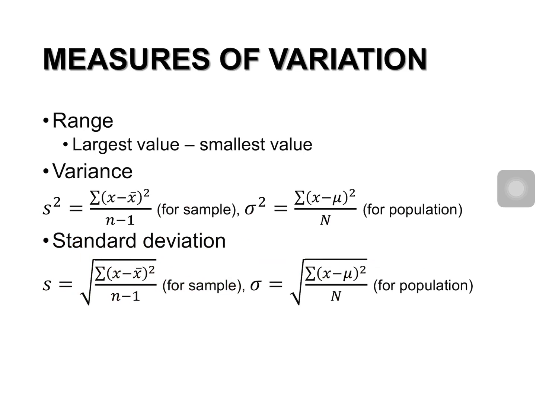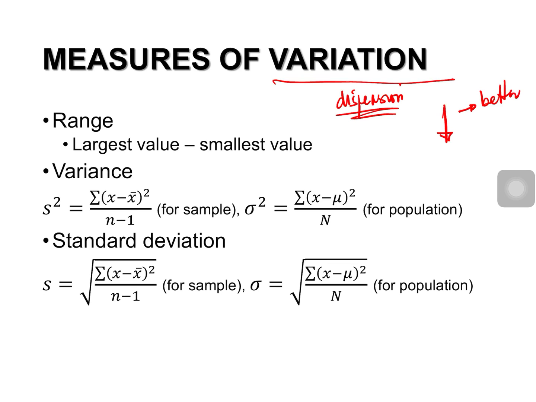Next is for the measures of variation, or dispersion. From the word itself, it measures how varied or how dispersed our data is. So again, the lower the dispersion, or the smaller the dispersion, the better. For the range, that is the largest value minus the smallest value.